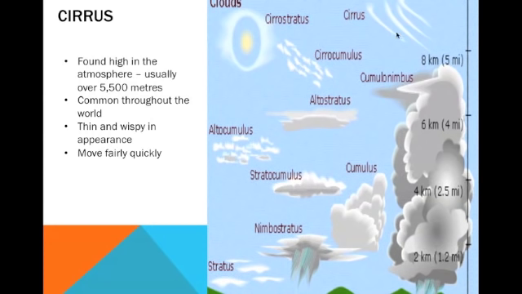Okay, cirrus clouds. They're these little thingies up here. They're found very high up in the atmosphere, usually 5,500 meters or 5.5 kilometers up, okay? They're up high at the very top, and they're common throughout the world. They're thin and wispy in their appearance, and they move fairly quickly.